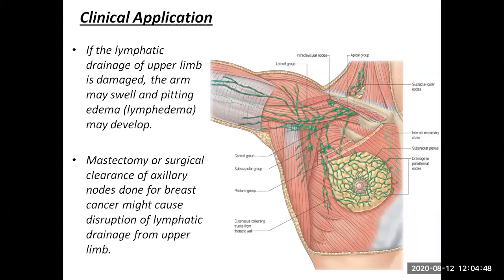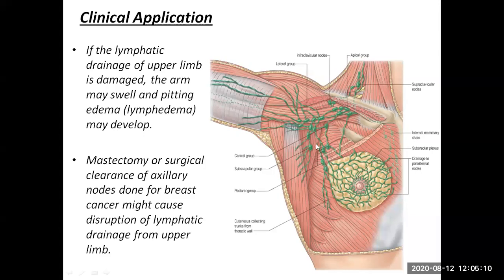All of this drains from the upper limb. The lymphatic drainage is into the axillary group of lymph nodes. So if there is obstruction or any damage, then the arm may swell. There will be swelling in the arm.